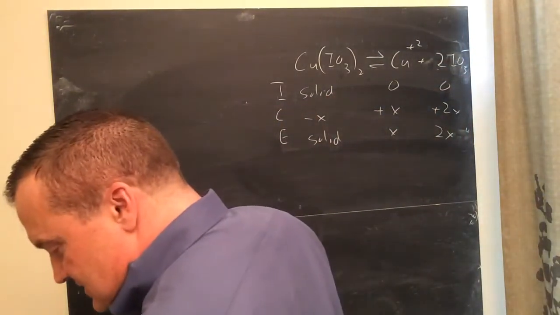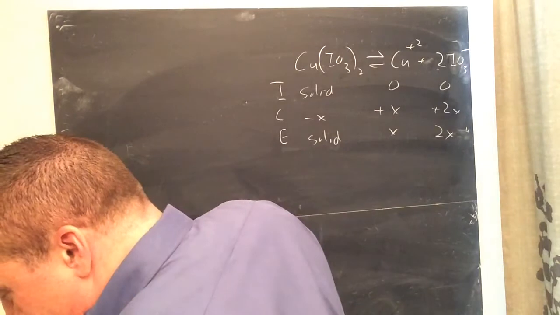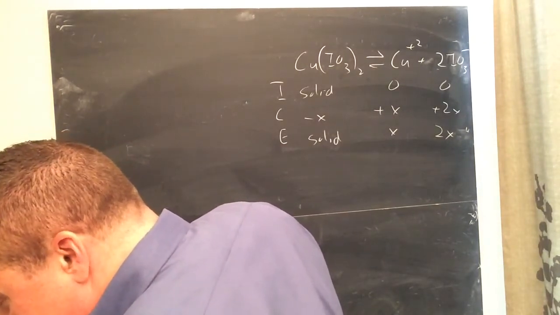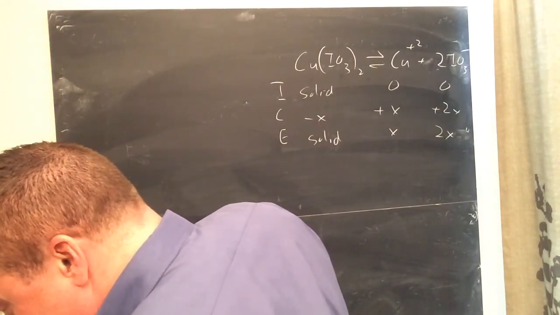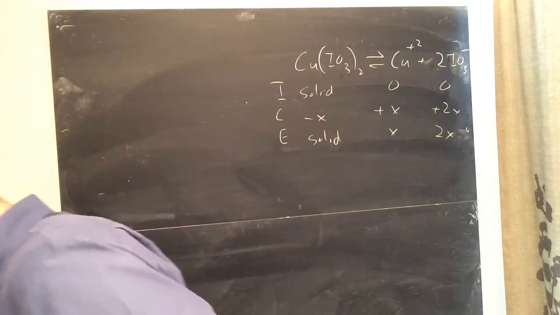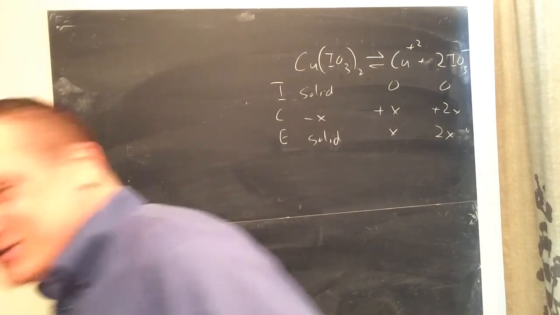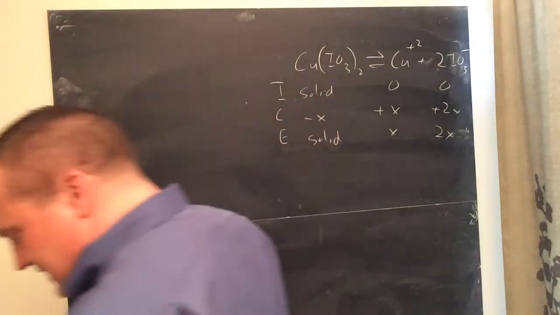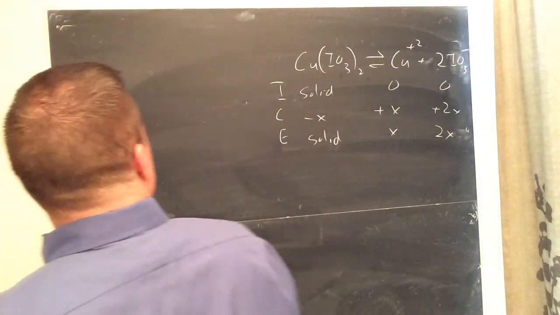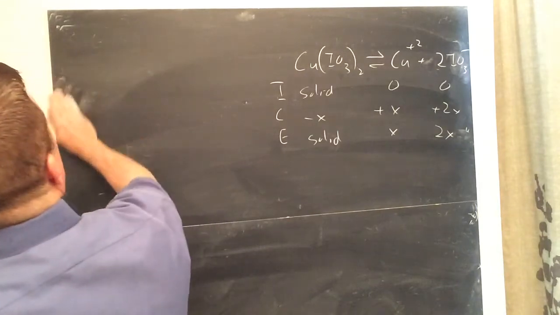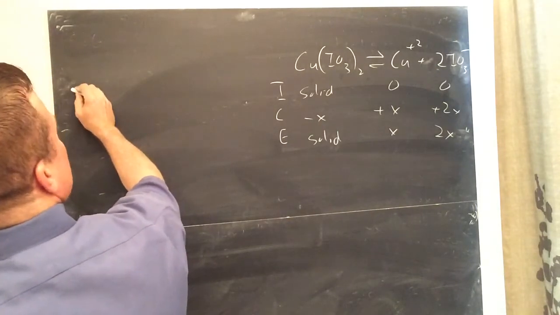Then it says the Ksp is 1 times 10 to the negative 15. They give you the Ksp. Wait a minute, calculate the Ksp? Okay, yeah, that makes sense. I'm making sure I'm changing it up. They give you the Ksp and they want you to find the solubility. So what you do, you could actually find a lot of things from this.